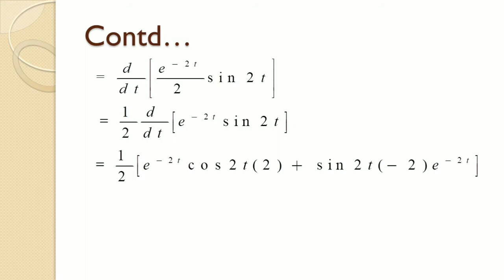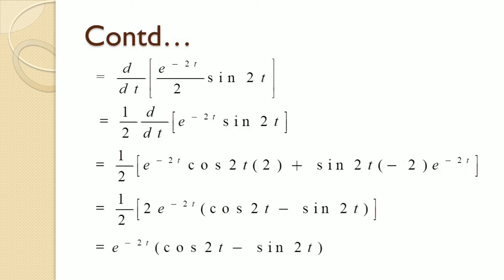into keeping e power minus 2t as it is, differentiating sin 2t, we get cos 2t into 2, plus keeping sin 2t as it is, differentiating e power minus 2t, we get minus 2 into e power minus 2t, which is equal to 1 by 2, 2 into e power minus 2t cos 2t minus sin 2t, which is equal to e power minus 2t cos 2t minus sin 2t.